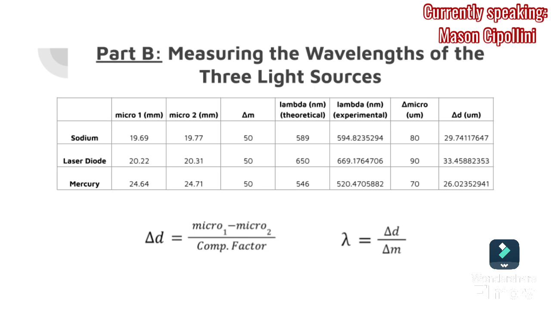We start with a laser diode, replacing the helium neon laser in the setup, still viewing the output on the card. We recorded the first micrometer position, then carefully collapsed 50 fringes and recorded the new position. Then we divided our difference in micrometer position by our calibration factor to get our difference in source position. This delta D was then divided by delta M to get the wavelength of the source.